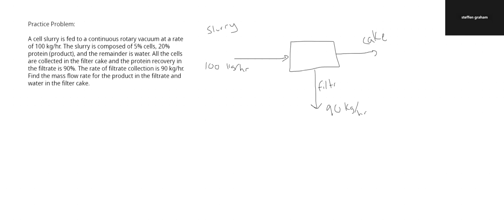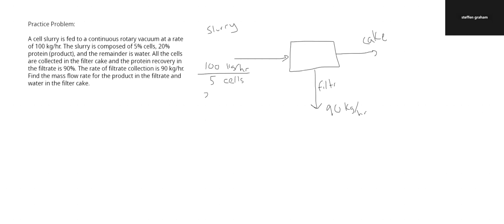We have 5% of this inlet slurry are cells. So 5% of 100 is going to be 5. I'm not going to write the units again, I'm just going to write cells. But this is 5 kilograms per hour. Of this total, 5 of it are cells, kilograms of cells per hour.